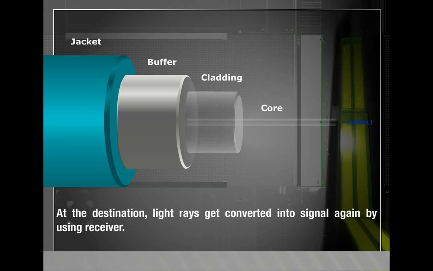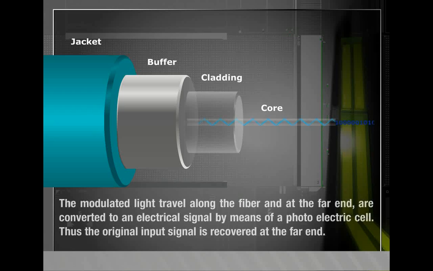At the destination, light rays get converted into signal again by using a receiver. The modulated light travels along the fiber and at the far end is converted to an electrical signal by means of a photoelectric cell. Thus, the original input signal is recovered at the far end.